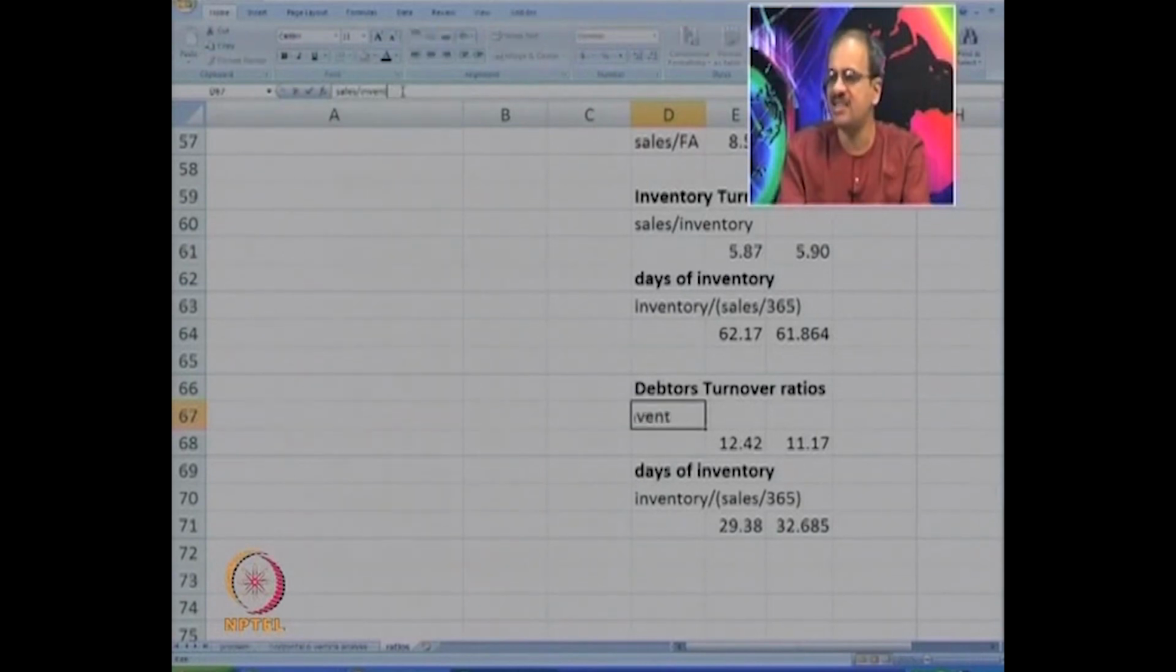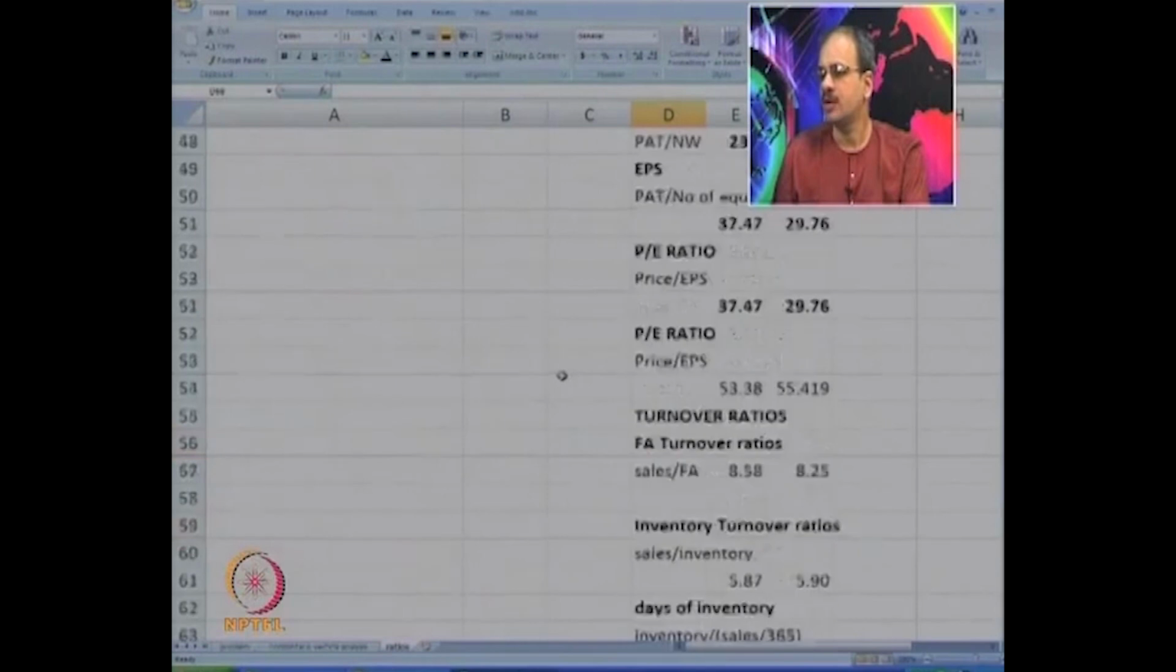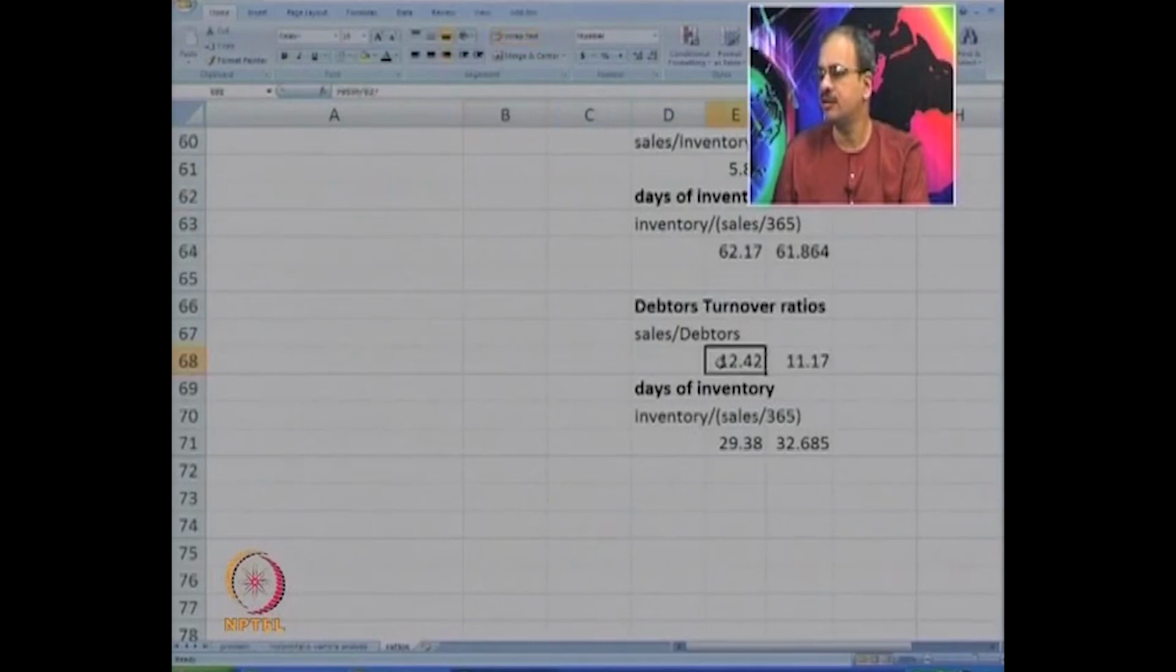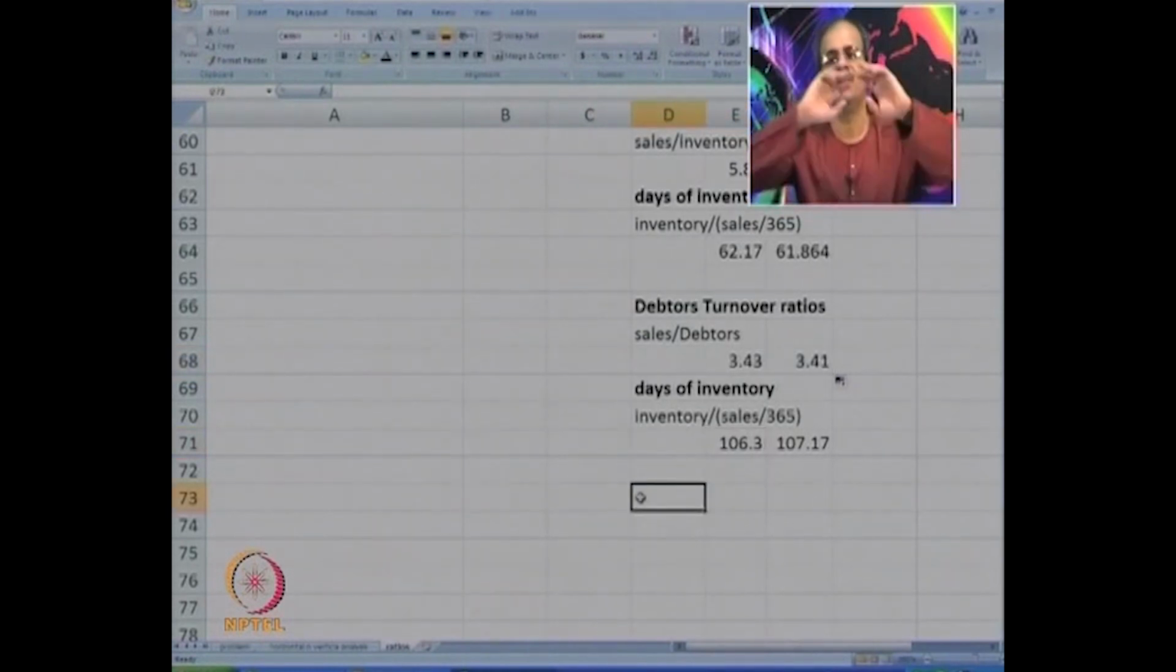So, the formula is sales upon debtors. So, you can see the debtors is this 21. So 3.43, the ratio is really very low. It has further gone down to 3.41. In terms of number of days, they have 106 days of receivables, which have further increased to 107.